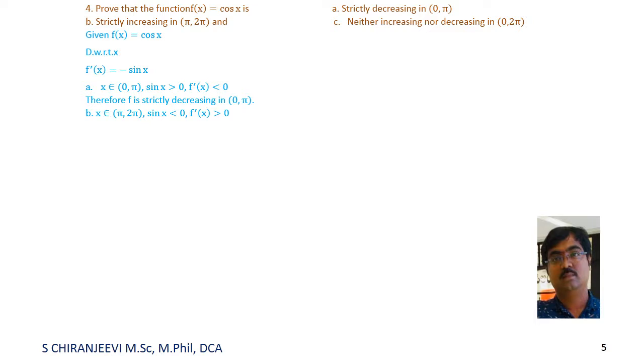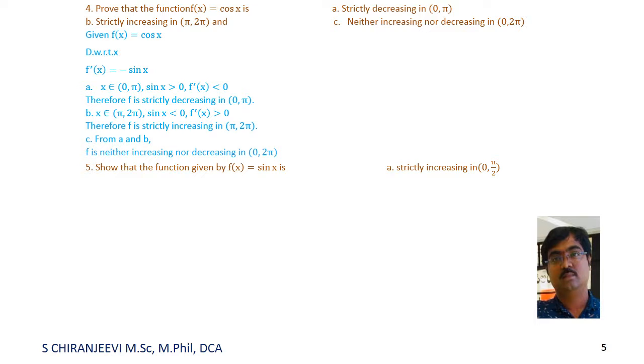Now we go for second case. x belongs to pi comma 2 pi. Sin x is less than 0 in third quadrant and fourth quadrant. Sin x is negative. But f dash of x is minus of sin x. So minus of minus will become plus, which is greater than 0. Therefore f is strictly increasing in pi comma 2 pi. Now the third one, by combining the first and second one, f is neither increasing nor decreasing in 0 comma 2 pi.